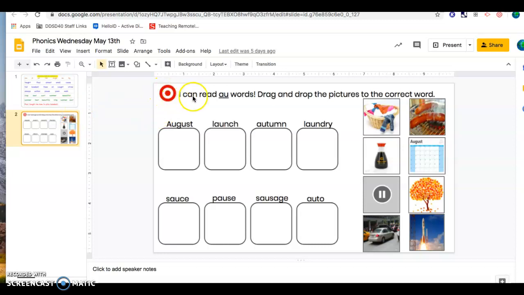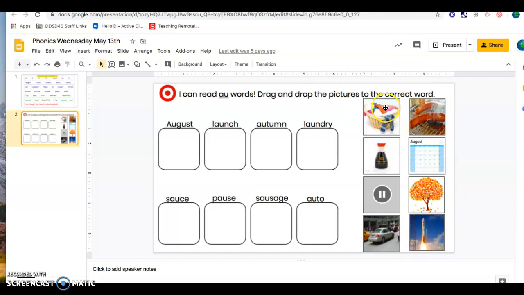Our learning target is I can read AU words. So AU says ah. So you're going to drag and drop the pictures to the correct words. So you'll read the 8 words, and then you'll find the picture that goes with the word and drag and drop it. Let's identify what the pictures are.